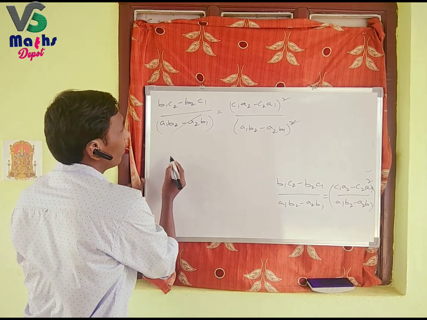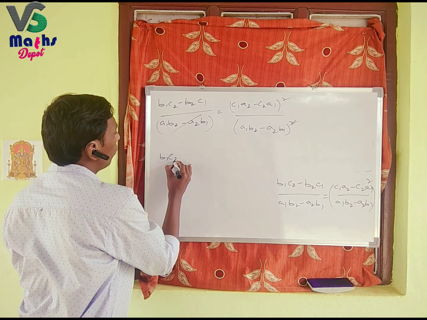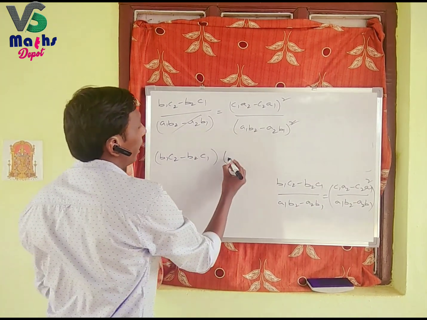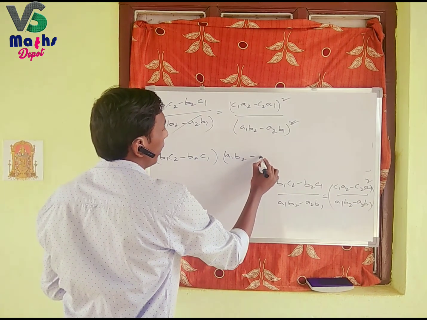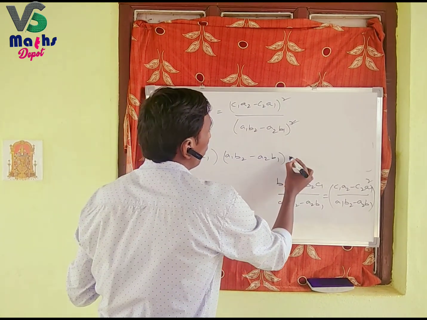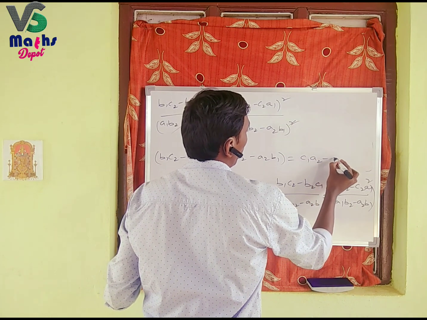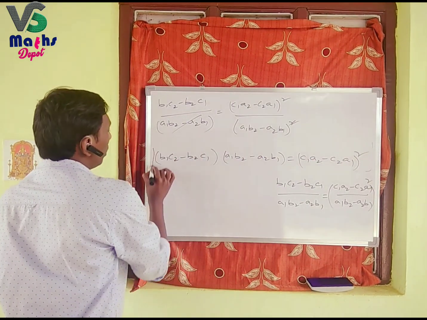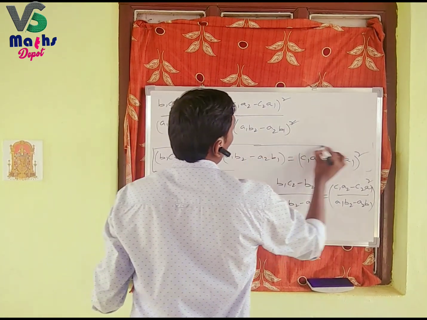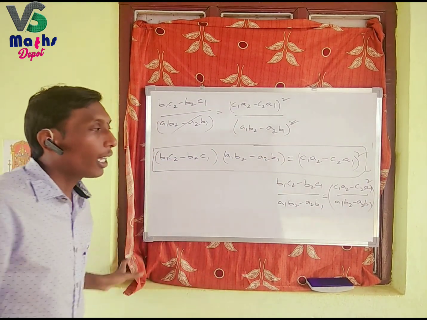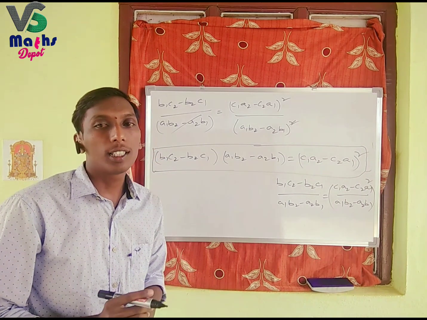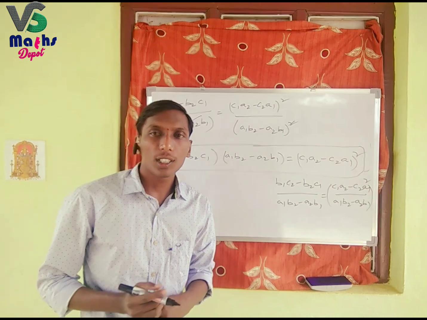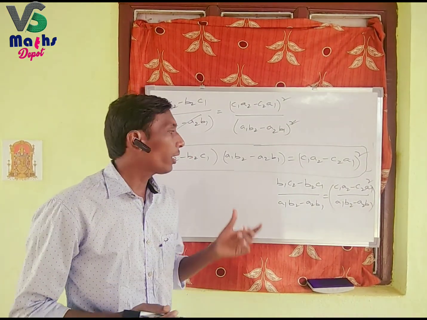Now we get (b1c2 - b2c1)(a1b2 - a2b1) = (c1a2 - c2a1)². So this is the condition for the two quadratic equations a1x² + b1x + c1 = 0 and a2x² + b2x + c2 = 0 having one common root.